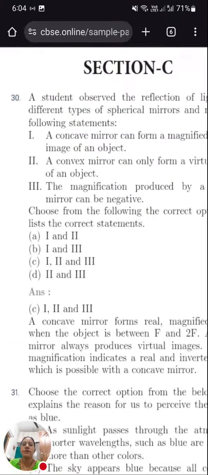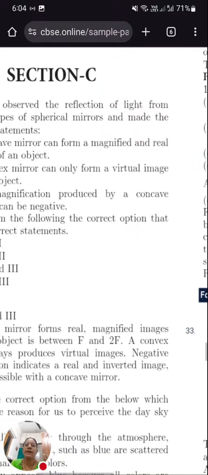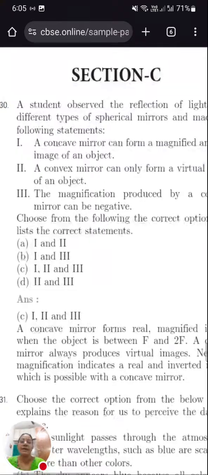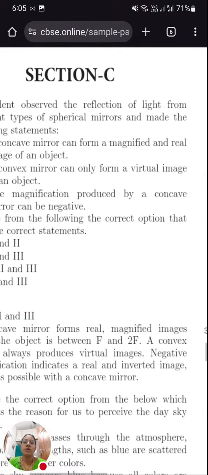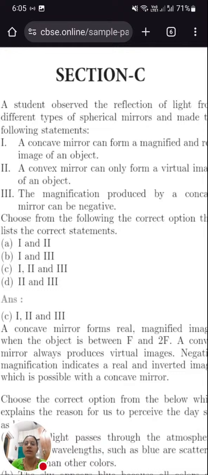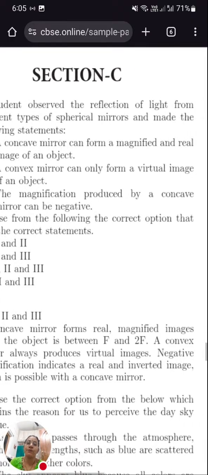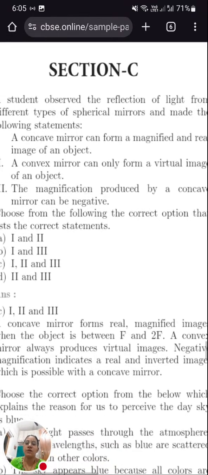The first question is: a student observed the reflection of light from different types of spherical mirror and made the following statements. Concave mirror can form a magnified and real image of an object. So if you remember, concave and convex, two kinds of mirrors are there. In the concave mirror the magnified image is formed. In convex, we get only the virtual image. Convex mirror can only form the virtual image. So both statements 1 and 2 are correct. And the third one, the magnification produced by a concave mirror can be negative. Here the concave mirror magnification can be negative. So all the three options are correct.